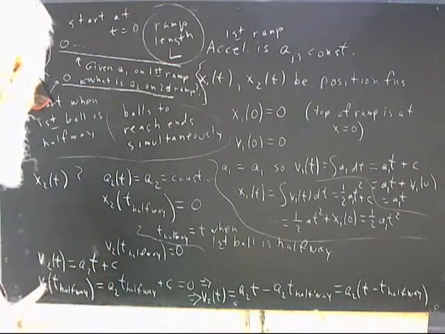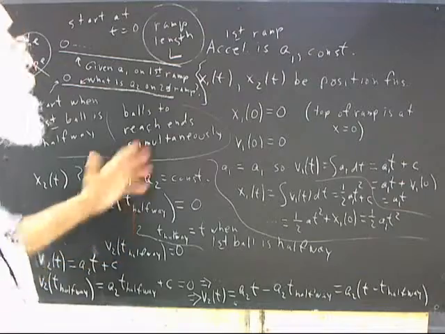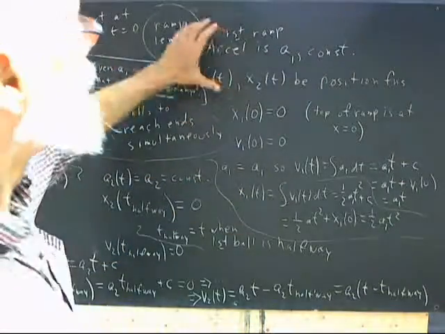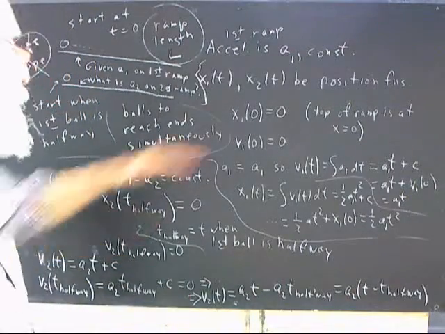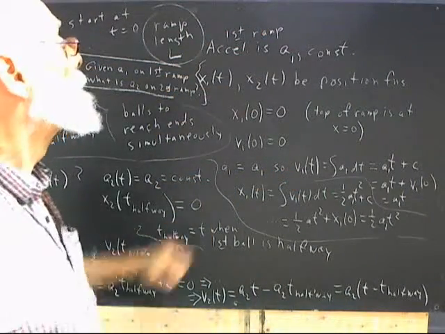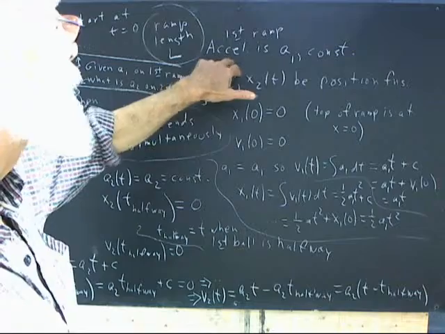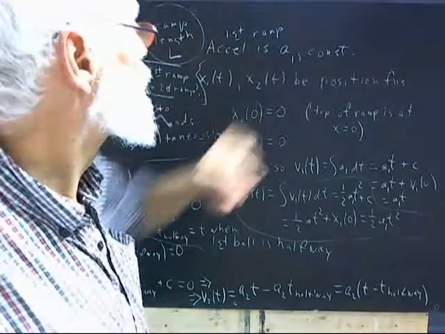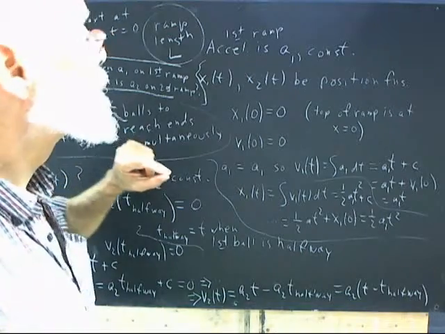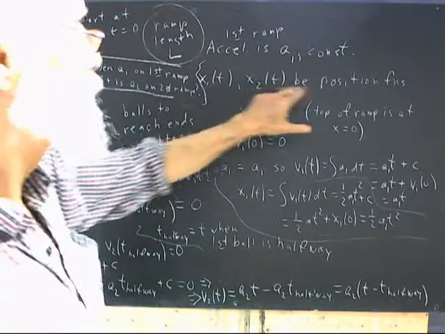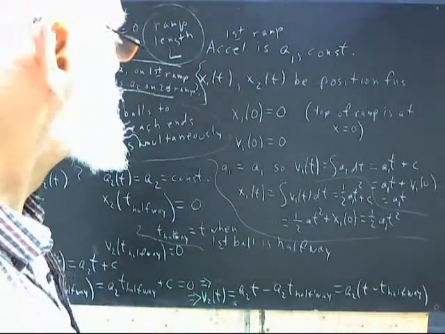Okay, in an exhibit of poor use of board space, we start over here in analyzing the question. So what's down here is going to come after what's up here. On the first ramp, acceleration is a1, which is constant. That's the acceleration on the first ramp. We're going to let x1 of t and x2 of t be the position functions.